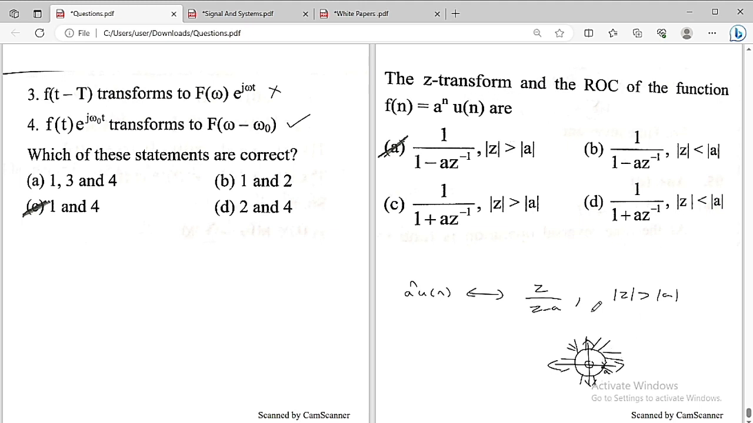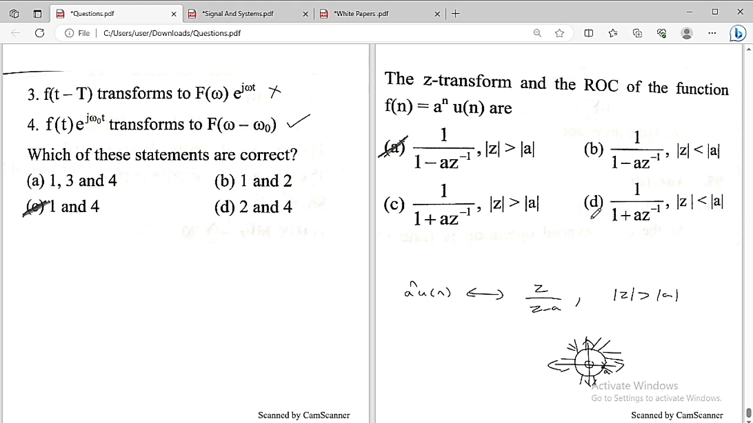But generally, the ROC can include the zeros, or it may not include the zeros. But the ROC will never include the poles. So it is always outside the circle, as it is a right-sided signal.